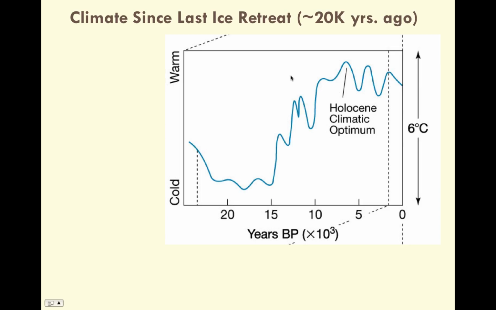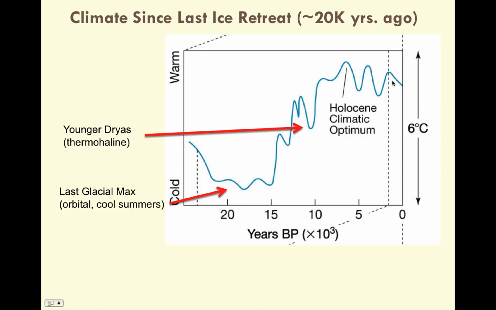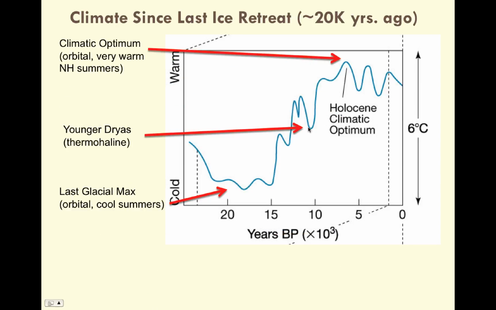Looking at the climate since the last great ice retreat 20,000 years ago. This graph is looking back 20,000 years. So pointing out features of this graph, there's the last glacial maximum. It does have orbital explanations with cool summers there. And then you're looking at the Younger Dryas, which was more of a thermohaline event. Our best science suggests that. And then you're looking at the Holocene climatic optimum, also an orbital feature, featuring very warm northern hemisphere summers, melting that snow, not letting glaciers build up.